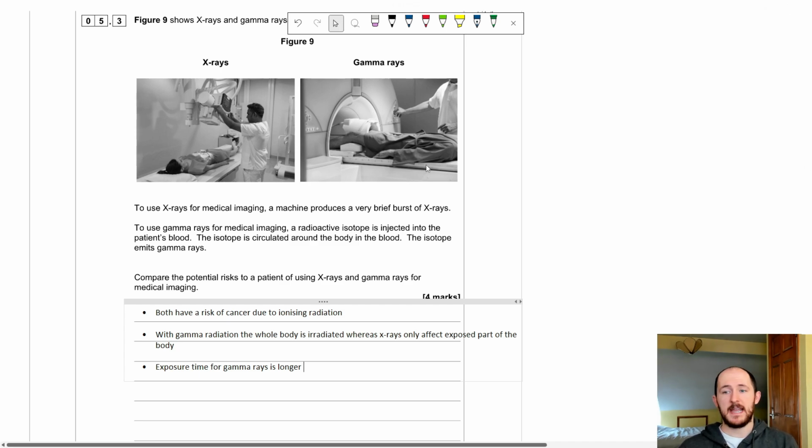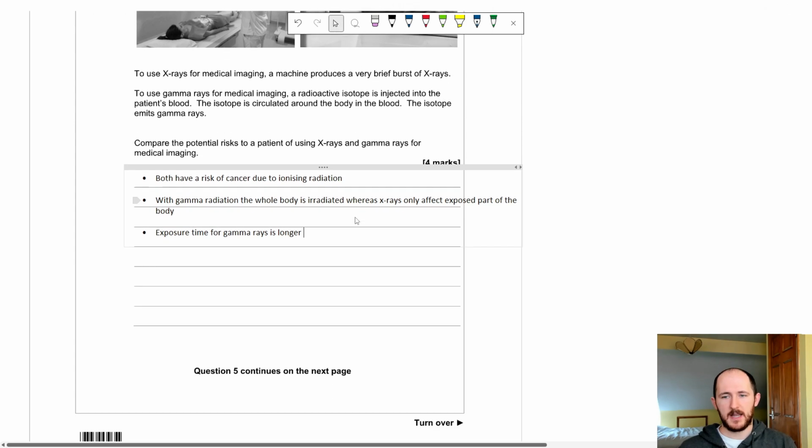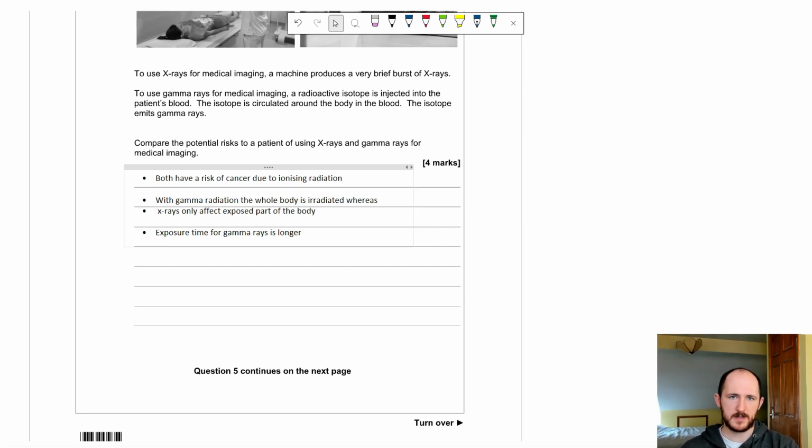And of course, even if this imaging didn't take that long, you've still injected a radioactive isotope into your blood. So even after you've left the imaging machine or whatever, or even the hospital, you still have some of that radioactive isotope in you. The reason why I've only put 3 bullet points, even though we had 4, is technically this is a second point. X-rays only affect part of the body. So we've kind of done, in 3 bullet points, 4 marks worth of answers.